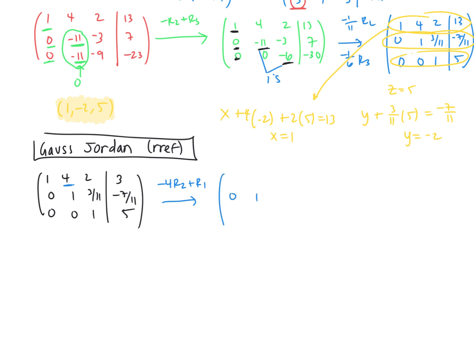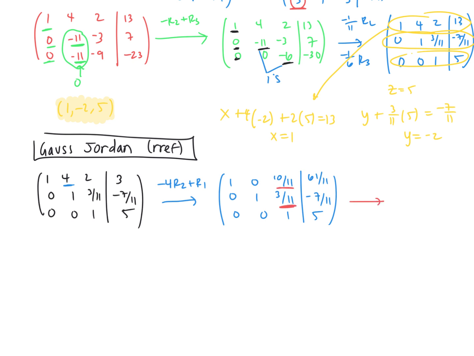So my second row is going to stay the same. Last row is in the form that we wanted, so the last row is fine. If I take negative 4 times the second row and add it to the first one, I'm going to get 1, 0, 10 over 11, and 61 over 11. Okay, and now what I need to deal with: I need this to be a 0 and this to be a 0.